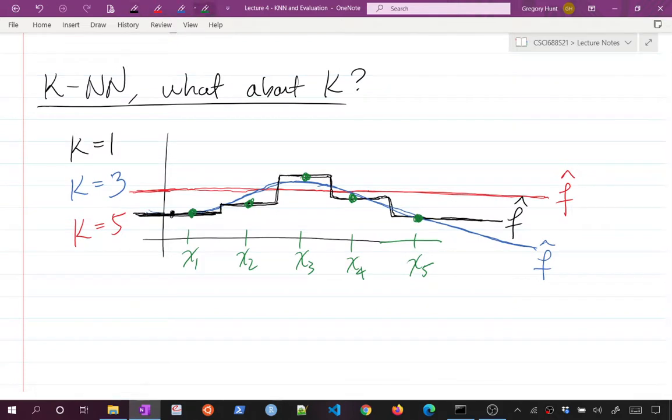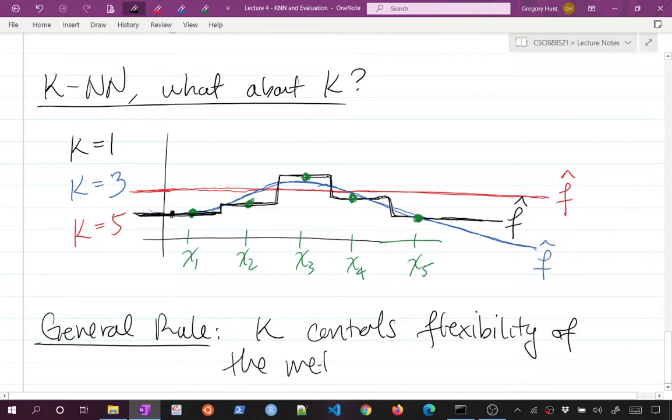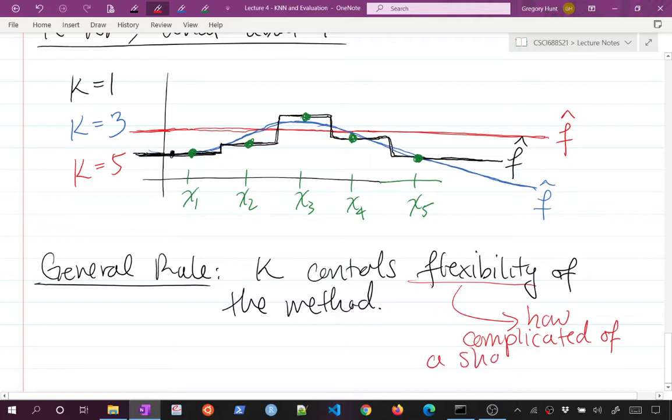But the general rule is that this parameter k in KNN controls what we're going to call the flexibility of the method. And by flexibility, I mean how complicated of a shape it can create.